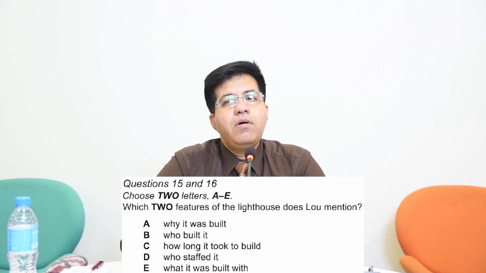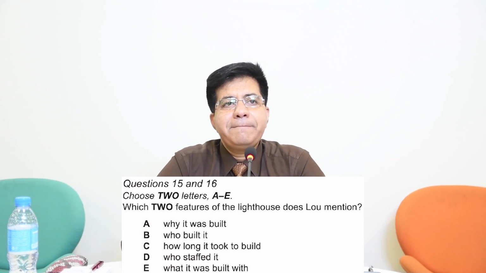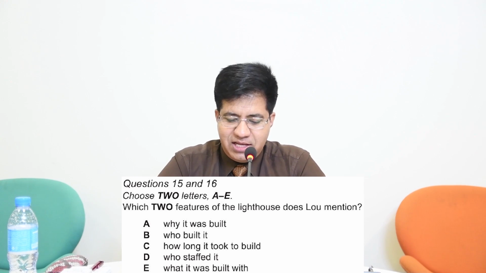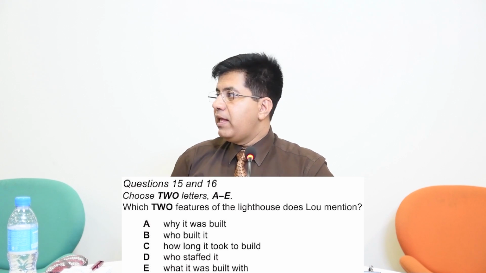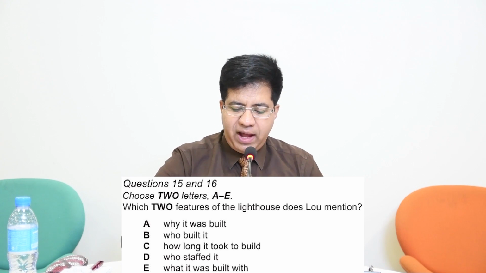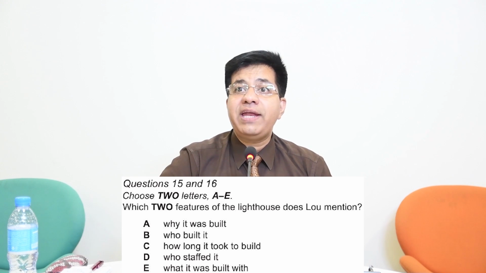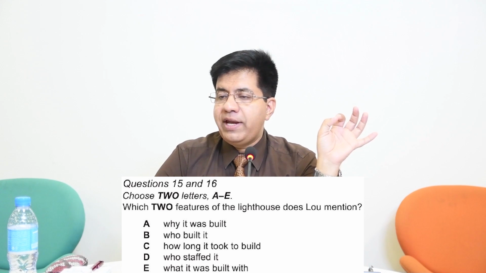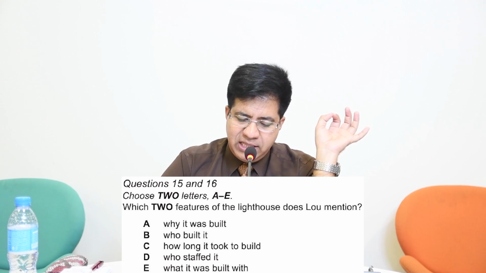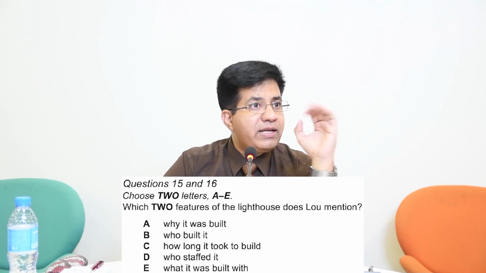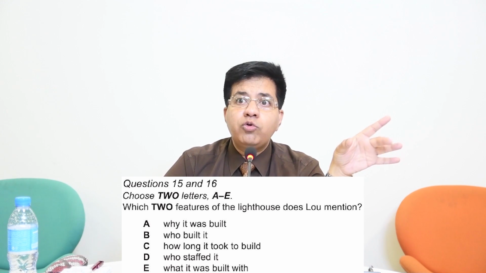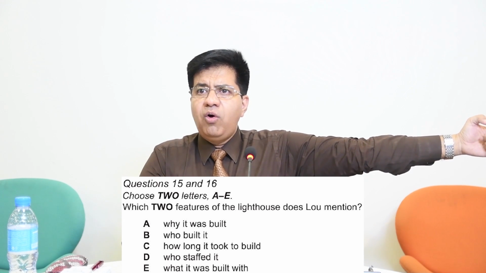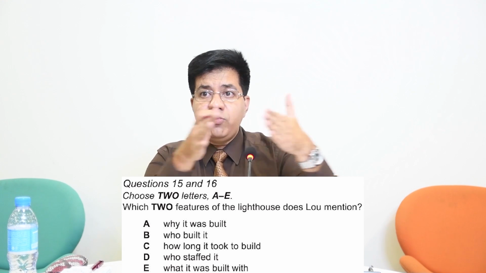So, how many of you say A, B, C, D, E? Well done. Correct answer is A for apple. Why it was built? He said to protect the sailors. I'll play it again. He used the word to protect the sailors. Okay, then the next, who built it? They don't mention. How long it took to build? He just said it was built a century ago or something like that. But he did not mention the duration.